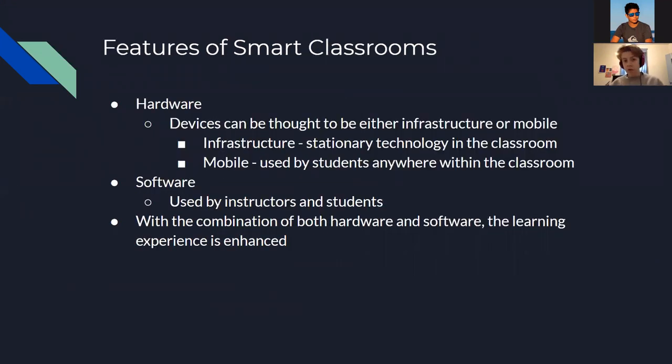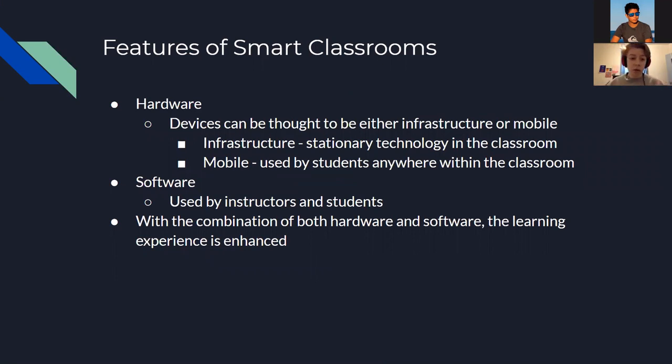So some of the features of a smart classroom are going to be the hardware and the software. The hardware refers to the devices that are either infrastructure or mobile, is a two-way to think of those. So these devices are things like computers, laptops, Chromebooks even. The infrastructure is stuff that is going to be found stationary in the classroom, stationary technology. So maybe that's the professor's computer that is always in the classroom.